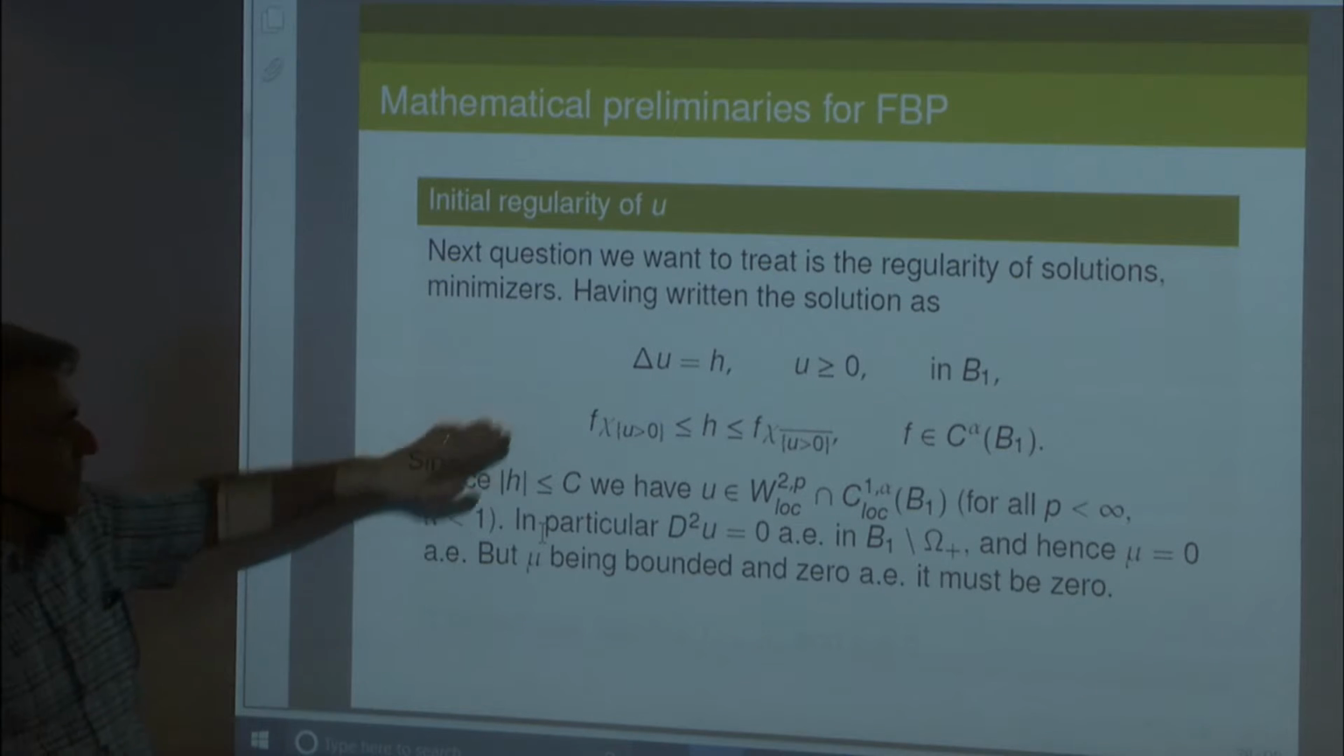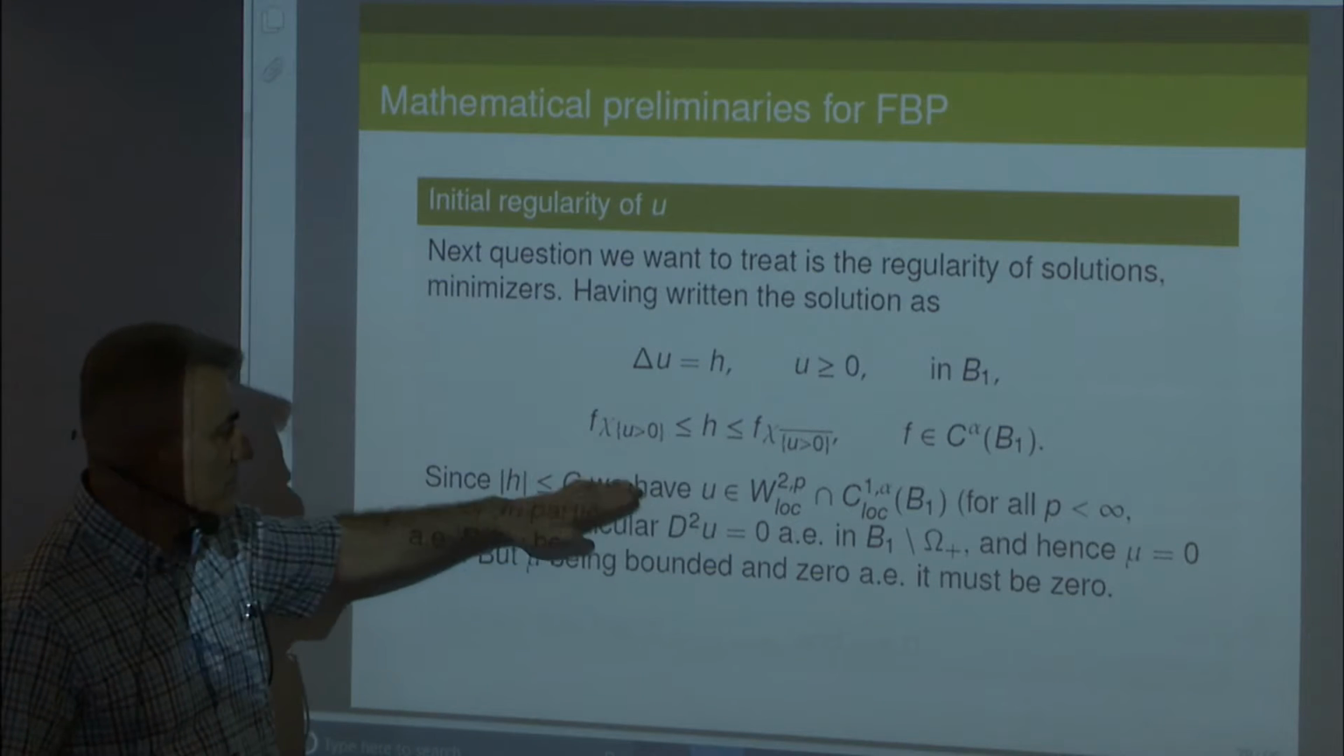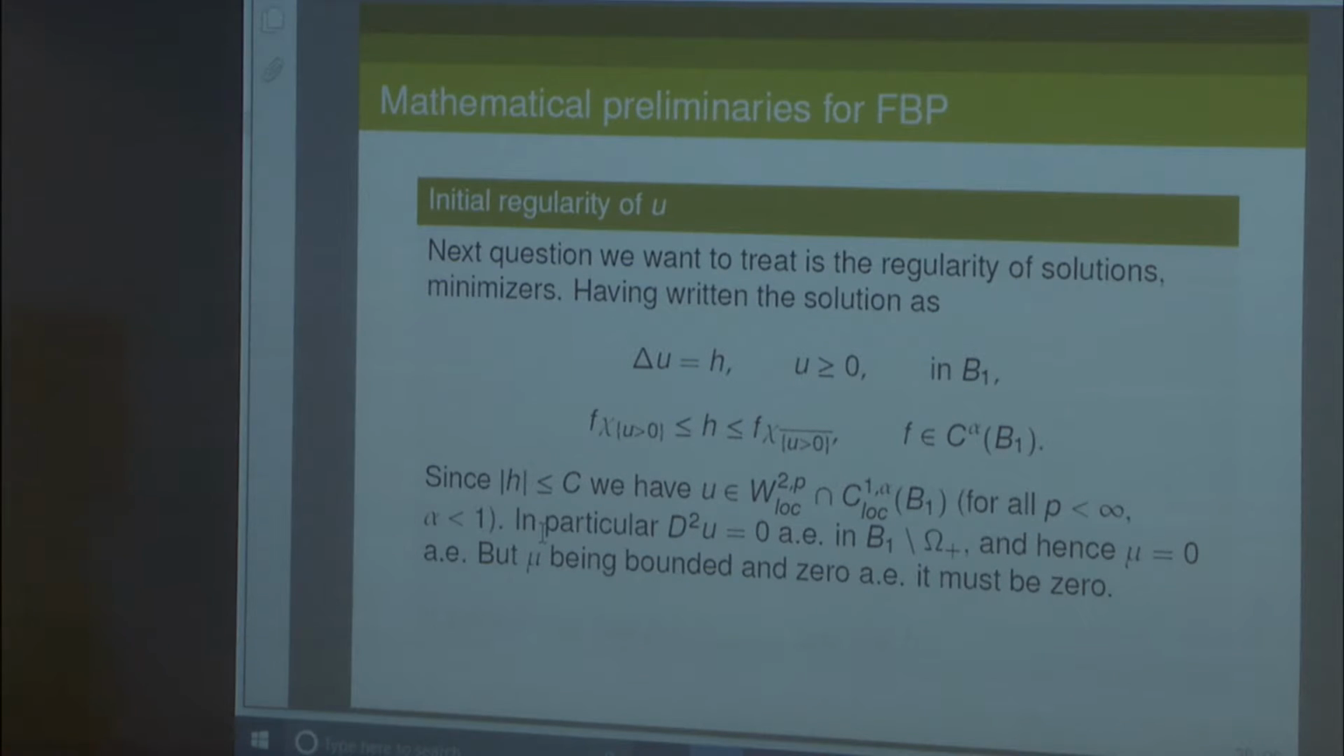So what we have is Laplacian of u is h, u is larger than or equal to 0, h is between these two guys, and f is a smooth function, or a bounded function is enough for us, basically. And h is bounded by c, because this is bounded, and this is bounded. So if Laplacian of u is a bounded function, you already told us yesterday that we're going to get this W2P function, C1 alpha function.